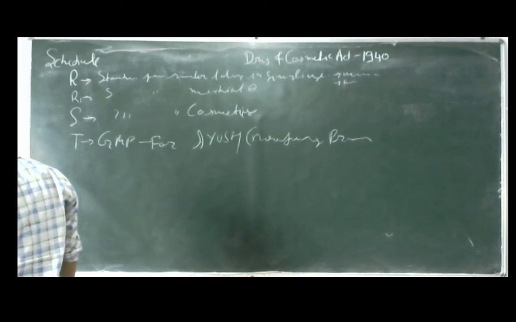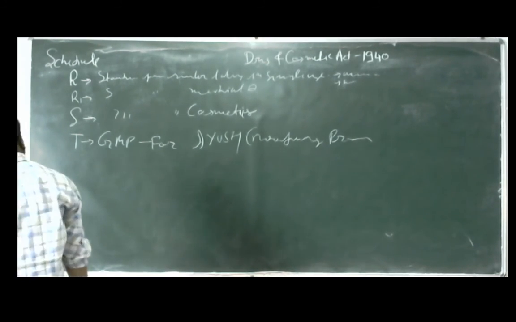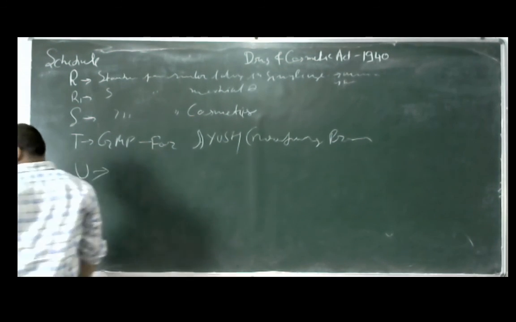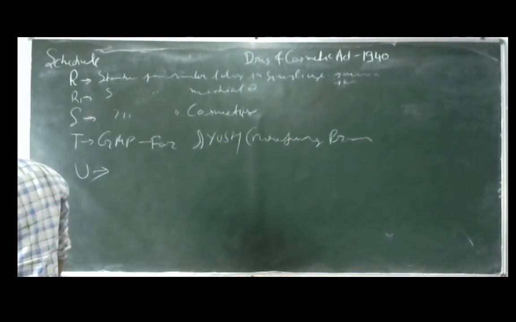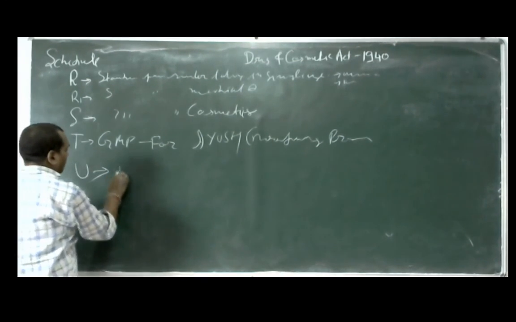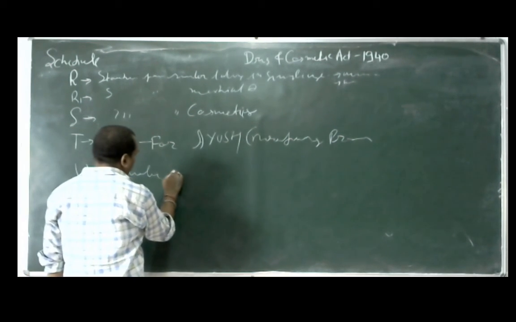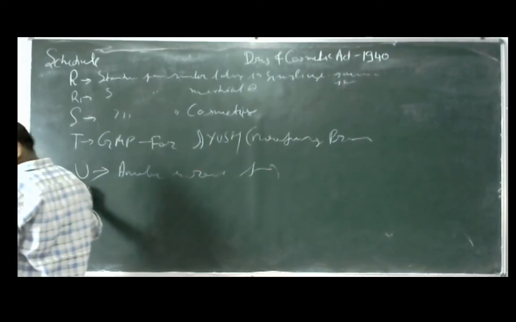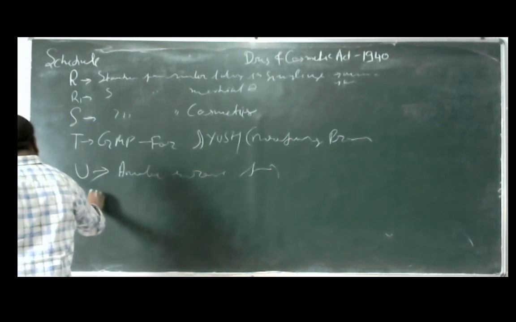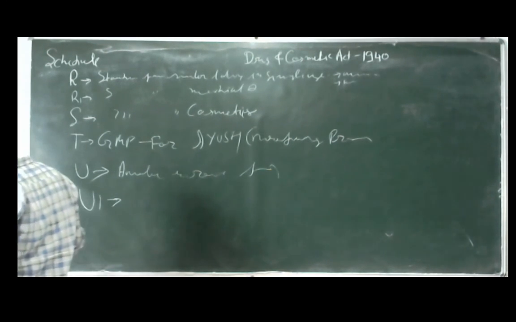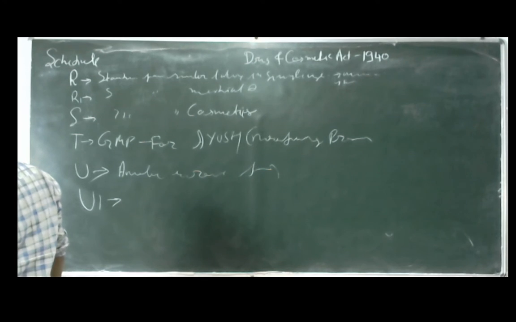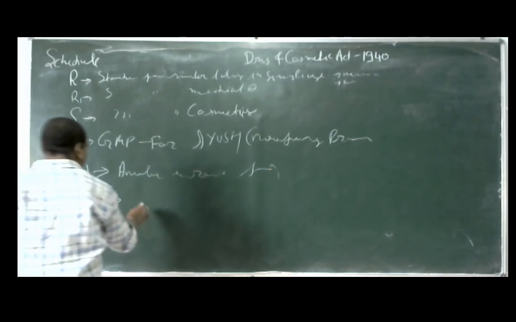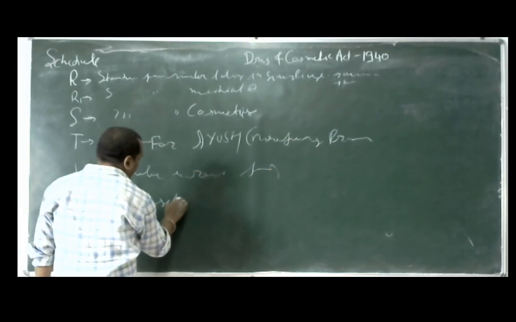Schedule U is for particulars to be shown in the manufacturing, raw material and analytical records of drug. Schedule U1 is particulars to be shown in the manufacturing, raw material and analytical record of cosmetics.